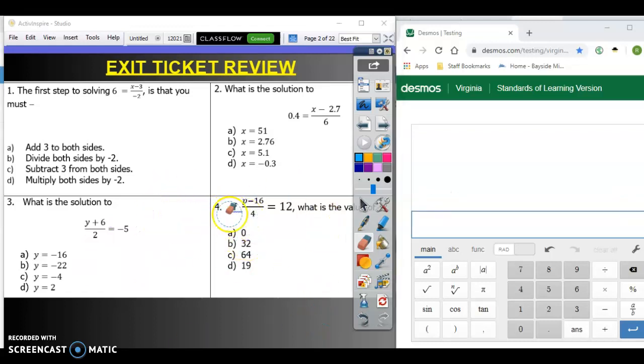All right, last one. If (p minus 16) divided by 4 equals 12, what is the value of p? So once again, step number 1 is you want to separate your equation and circle whatever's with the letter. So p minus 16 would be the first thing you read. So you circle that and leave it alone. So this line means divide. Divided by 4. So we're going to do the opposite and multiply by 4.